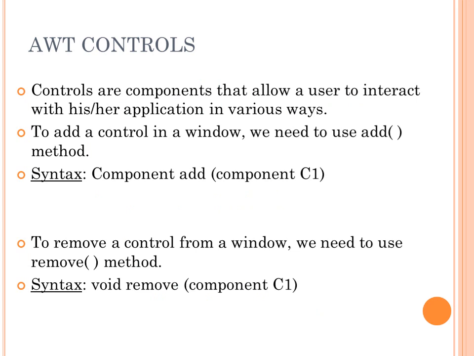Now in today's lecture we are going to study about different AWT controls. Now what do you mean by controls? Well, controls are nothing but the components that you have seen in AWT hierarchy. Few examples are your push buttons, labels, text field, text area, checkbox, list, etc.